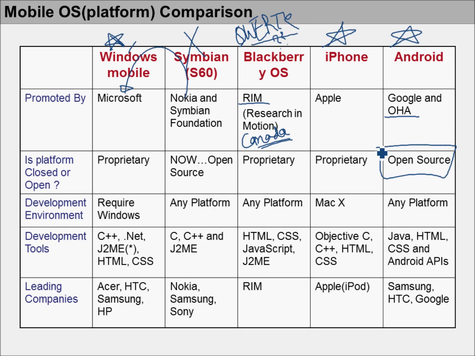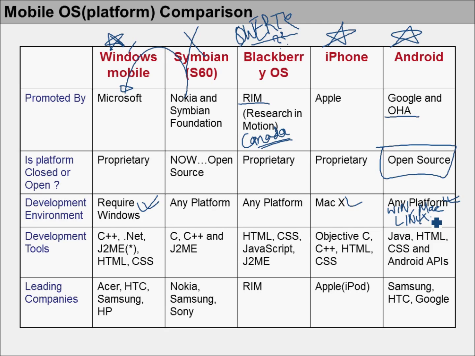Now, if you want to develop a mobile application using Windows Mobile, then what do you need? For the development environment, you always need Windows. If you want to develop a mobile application for iPhone, then you need a Mac. If you need to develop a mobile application for Android, then it will work on any platform. And that is a huge advantage. You can use Windows, you can use Mac, you can use Linux. So the flexibility is a lot more.